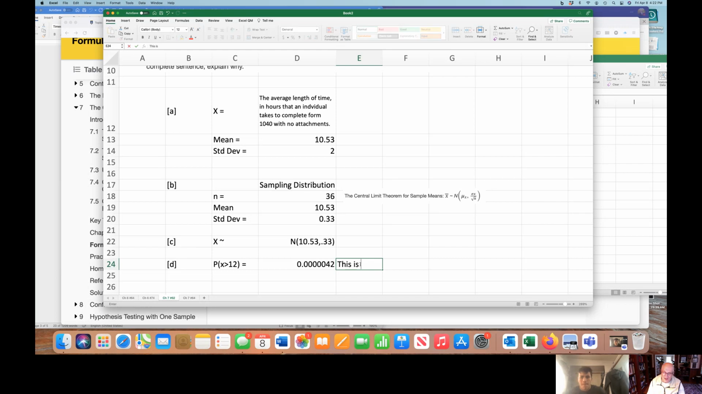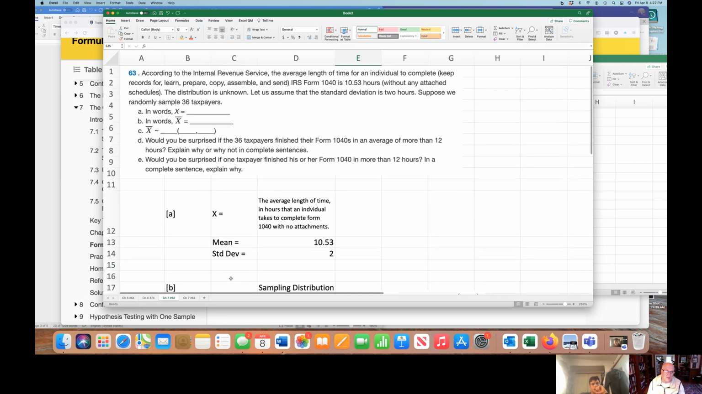This is a very low probability event. Probability occurrence. That's what I would say. Is there another question? E.